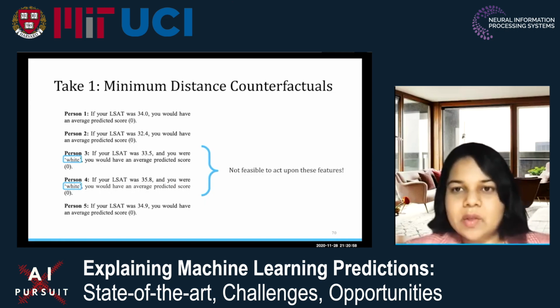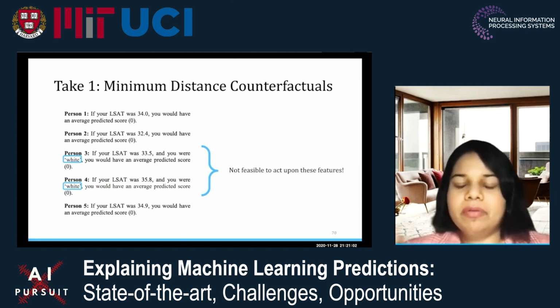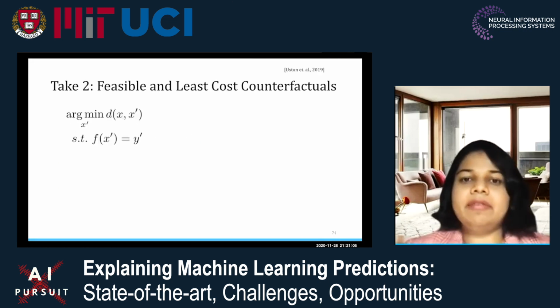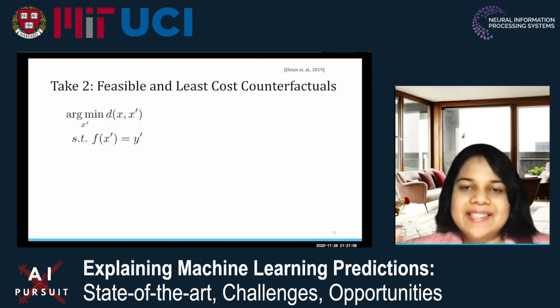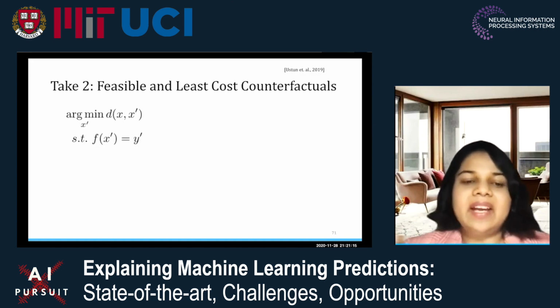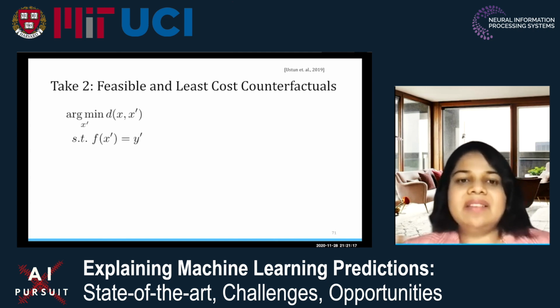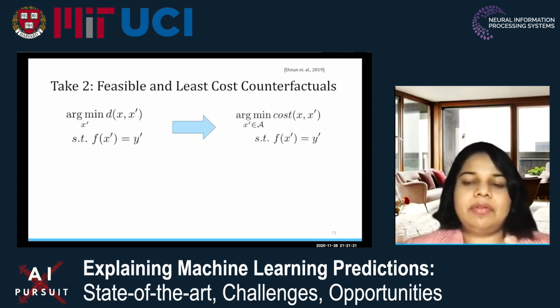Now, how to fix this problem and how to generate counterfactuals which are actually more feasible, that is our next part of the discussion. In fact, Ustun et al. deal with exactly this problem. They rethink the objective function that we saw earlier a bit more, and instead of thinking about minimizing the distance between x and x prime, they take a different approach.